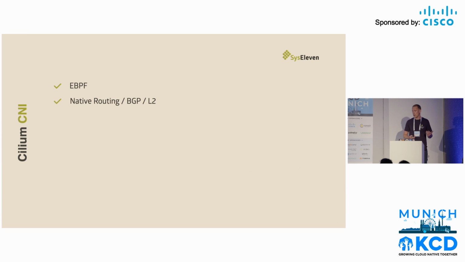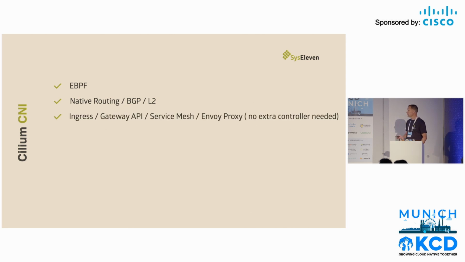It gives you native routing, which basically, instead of using something like IP encapsulation, lets you route packets within a network natively. Typically, when we switch from IP encapsulation to native routing, the cluster gets about 10 to 15% faster network throughput. So this definitely can be a game changer depending on your current CNI setup. You get BGP, and you also get layer 2 routing, if you need this.